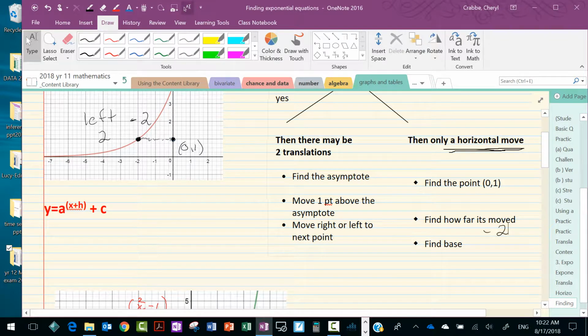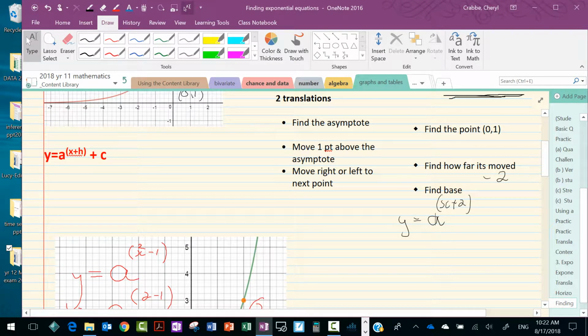And then define the base. So what we have now is the equation y is equal to some base number to the power of x. Now remember, when you have a shift that's horizontal, so it's left 2, then it's always going to be the opposite. So that's how much of the equation that we have. Now we've got to find a.